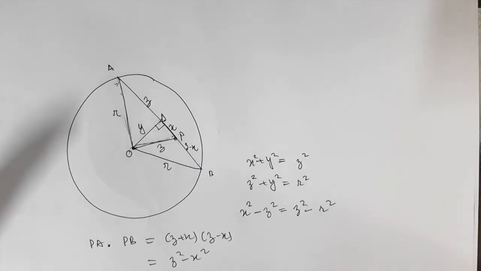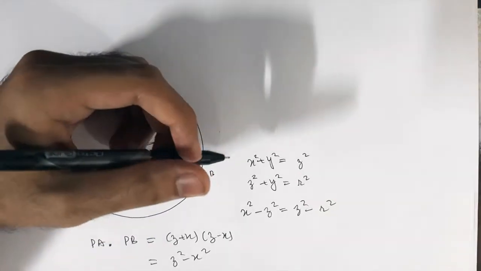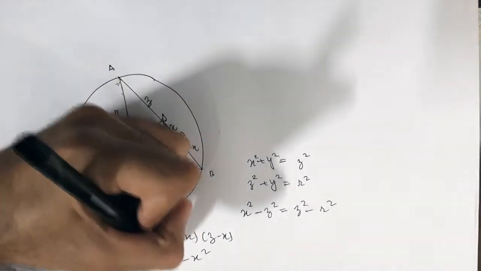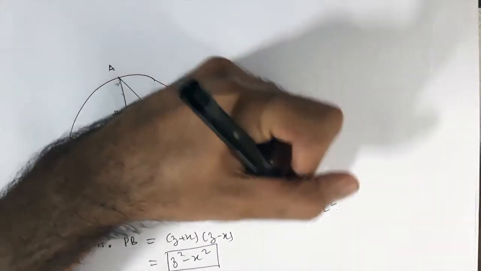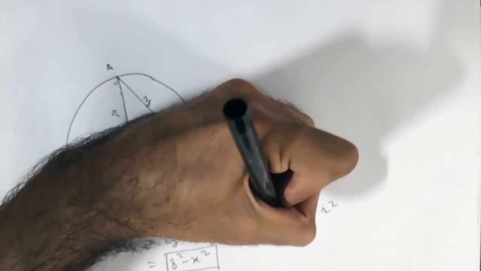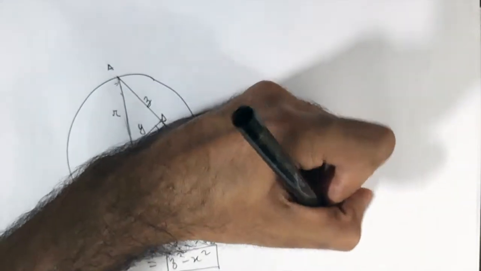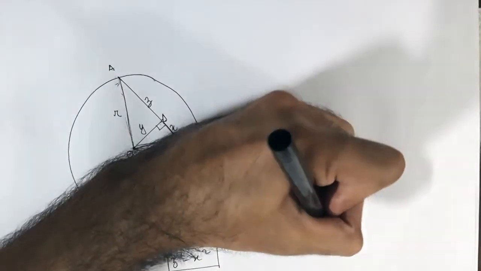And what else can we get? Not much, I guess. So let's see what we get from here. We wanted Z square minus X square, right? So we'll just multiply both sides by minus 1. So Z square minus X square equal to R square minus Z square.